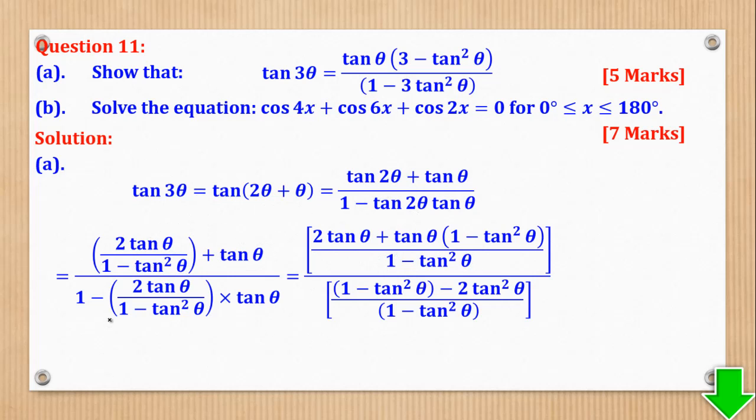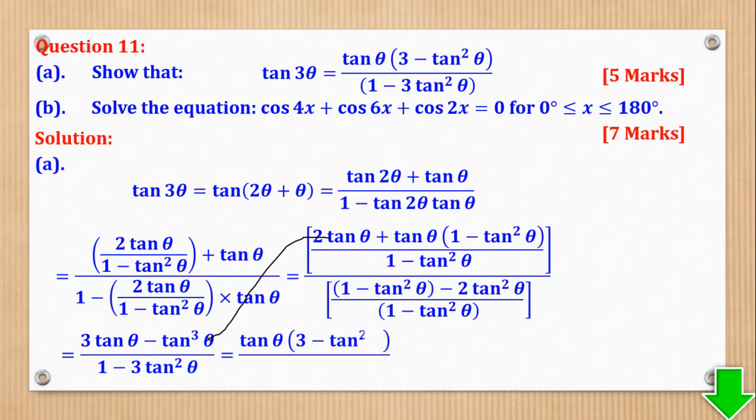For the denominator, it's still the same. LCM is this. Then here it will be this times the denominator times the LCM, minus 2 tan squared because of this tan times tan. So realize that this is similar to this, so they can cancel, and you remain with this as the numerator and this as the denominator.